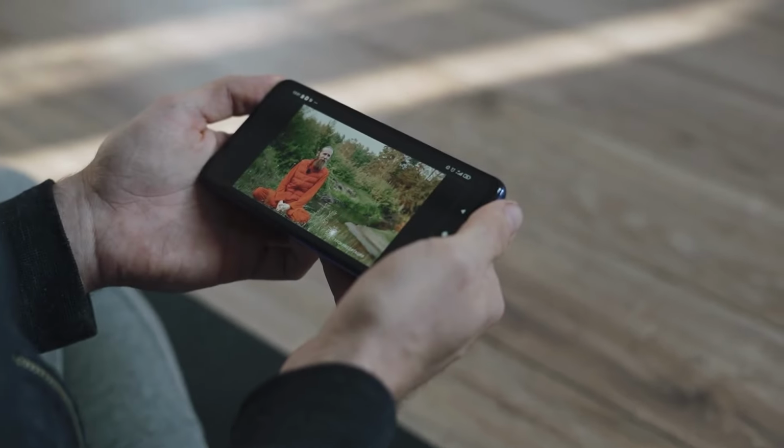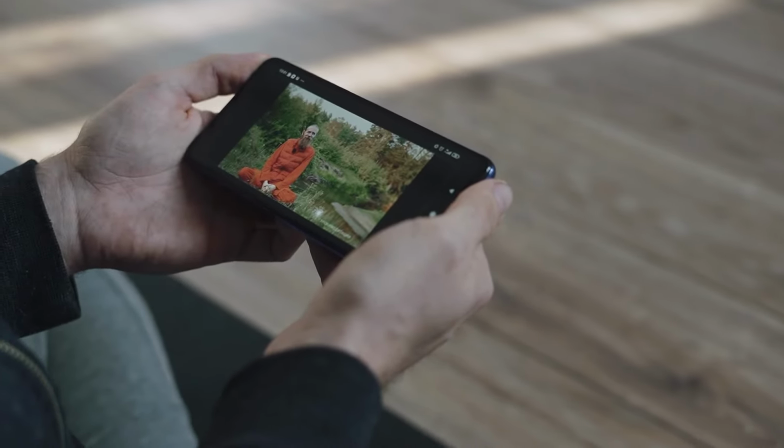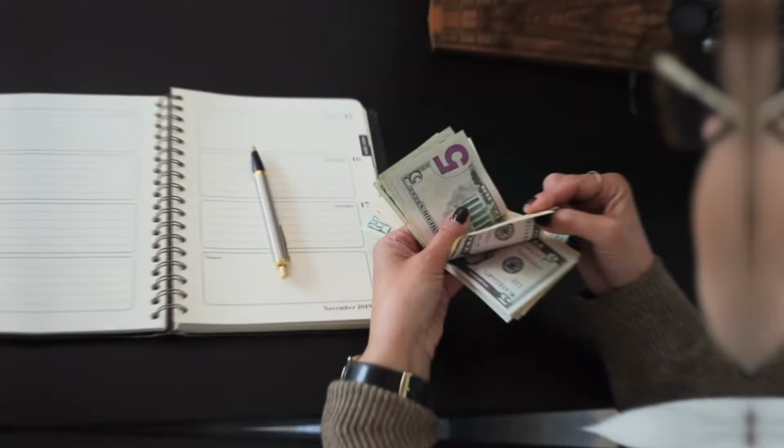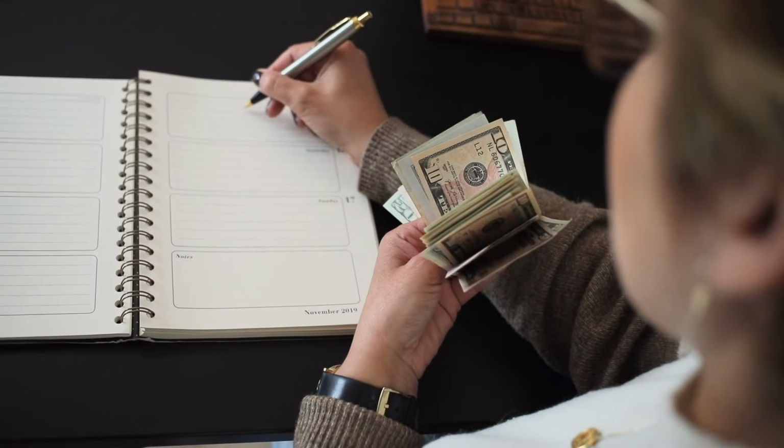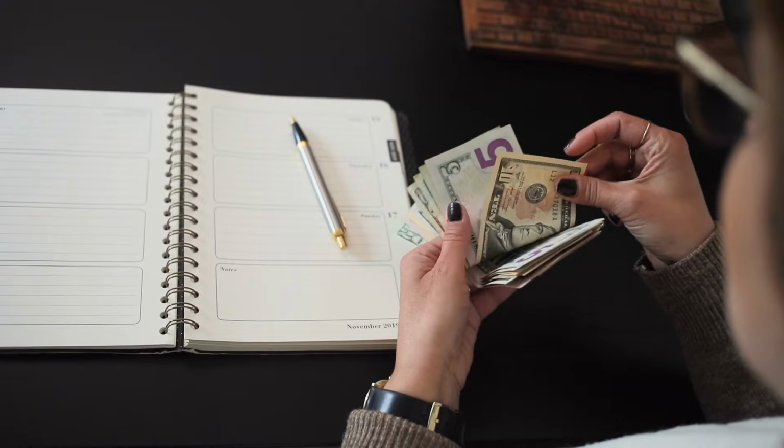In today's video, we'll explore the world of mutual funds and discuss the different types you should know about. Mutual funds can be an excellent investment vehicle for growing your wealth, so let's dive right in.